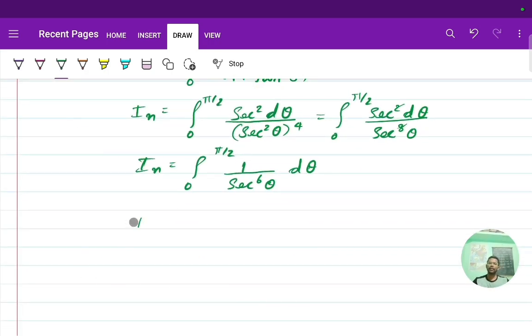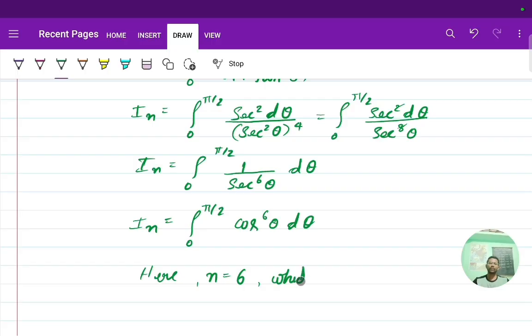Then I_n is equal to the integration over 0 to pi by 2. What is 1 by secant? 1 by secant is cos, right? Cos power 6 theta d theta. Now it is in the form of the reduction formula for the integration over 0 to pi by 2 of cos power n x dx, right? So here n is 6, which is an even integer.